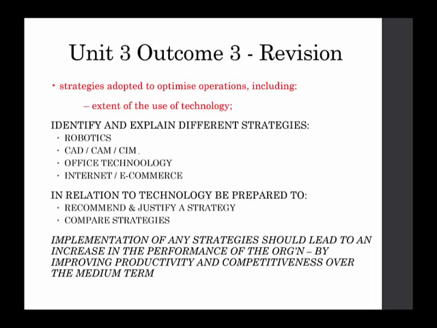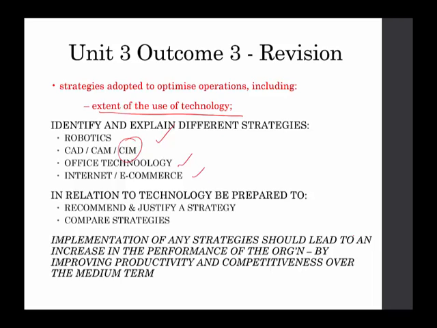Okay. The 4th and last area is the extent and use of technology. In here, there's a clear distinction about which technologies are good for manufacturing and which are good for service-related industries or organisations. Robotics, computer-aided design or manufacturing, which has led to computer-integrated manufacturing. Different office technologies. E-commerce is very important for you to understand, particularly for services. And you should understand how the banks and the airlines have used e-commerce to increase their efficiency or reduce their costs. Both, really. Again, recommend, justify strategy, compare strategies.